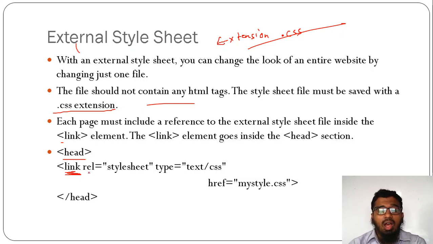Link, rel, relation, equals stylesheet. Type is text/css, and what is the reference? href equals mystyle.com, sorry, mystyle.css. It's up to you whatever file name you want to give, just give it .css. Okay, so this is about the external style sheet.